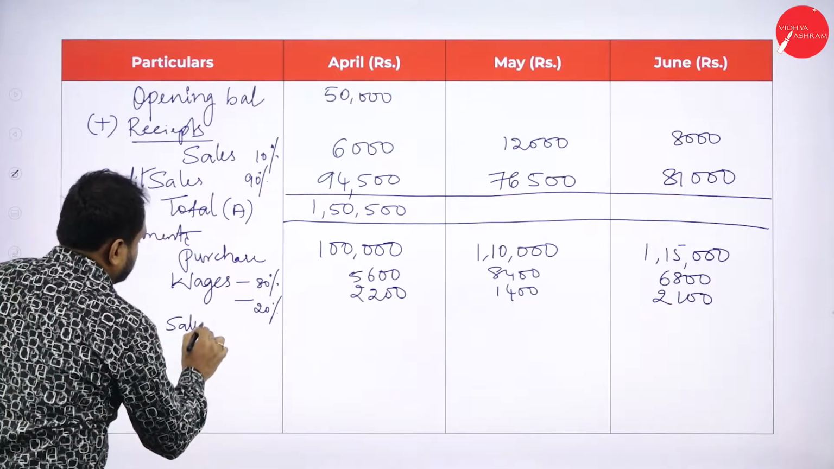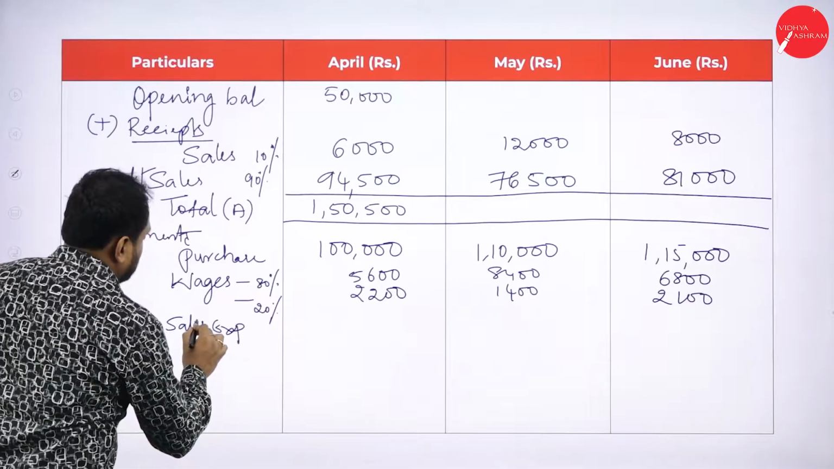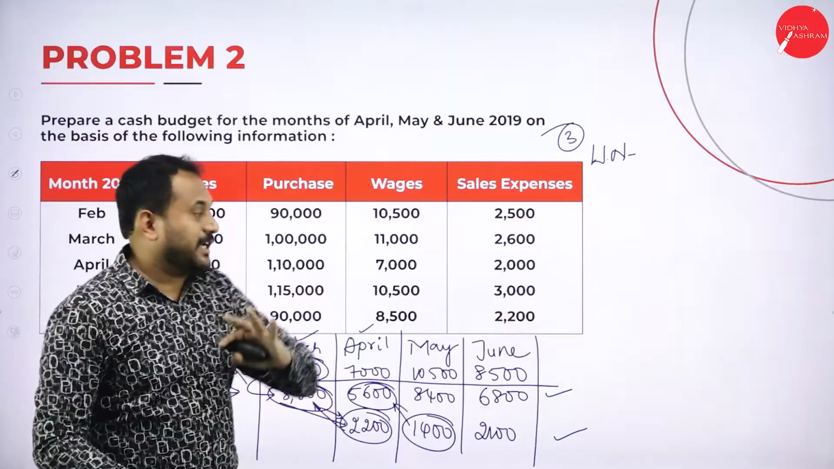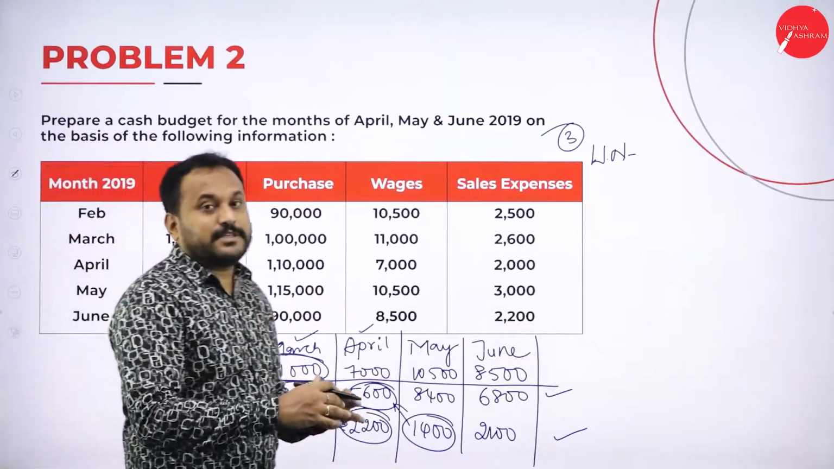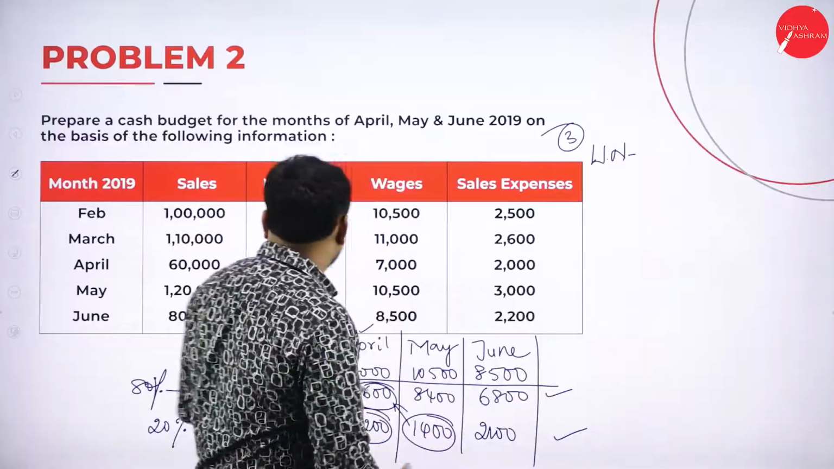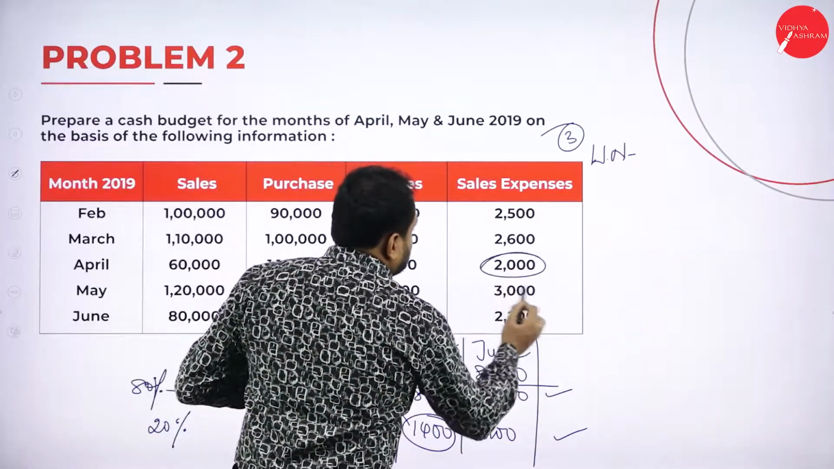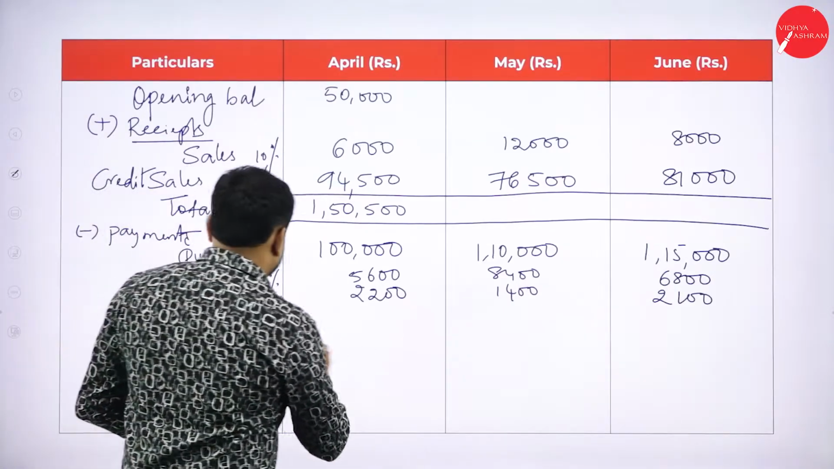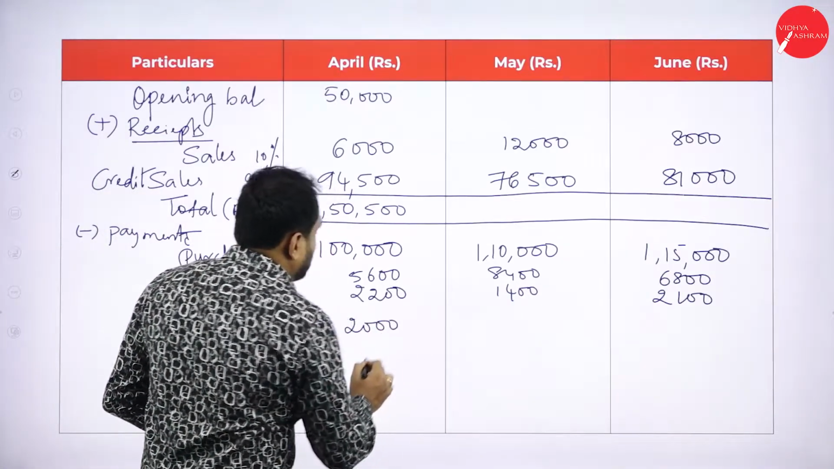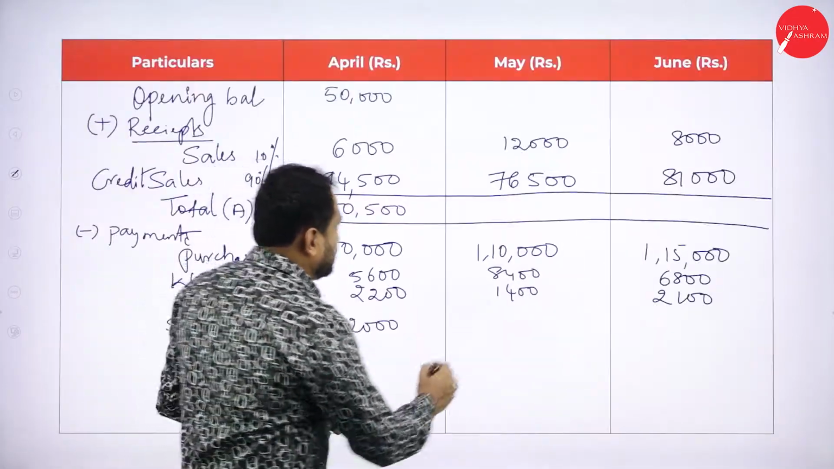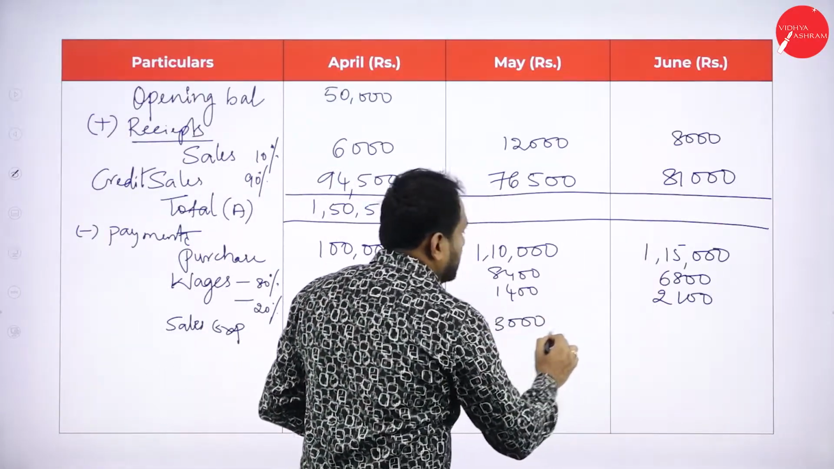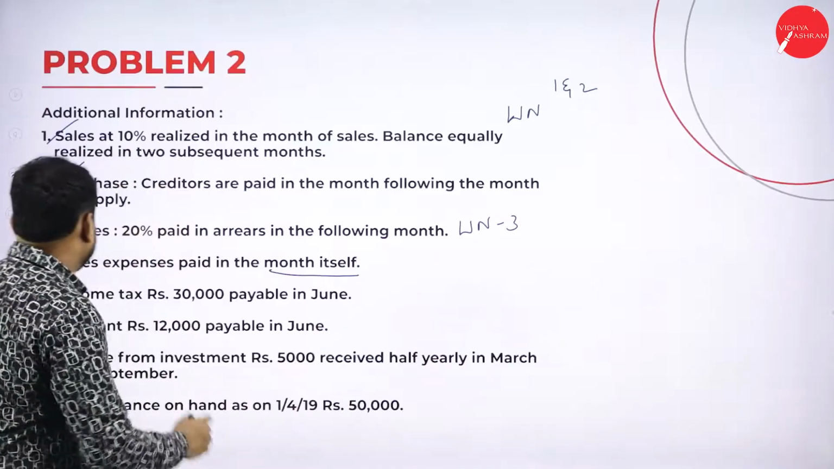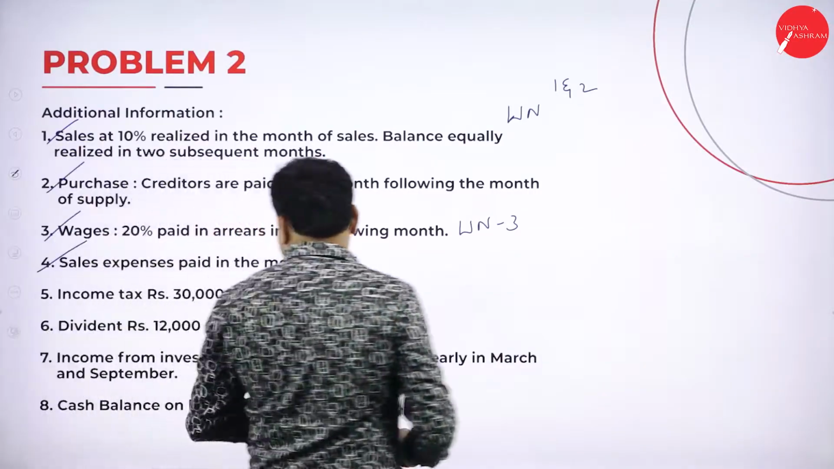So we'll go with the sales expenses here. Now understand, we are supposed to prepare for the months of April, May, June. They said that sales expenses will happen in the same month itself. So here April, what happens? 2,000, then 3,000 and 2,200. So write down the same thing here: 2,000, next 3,000, and then 2,200. So my sales expenses is also done.